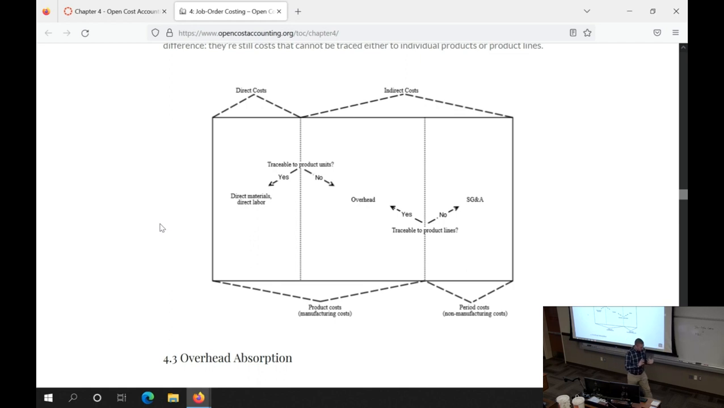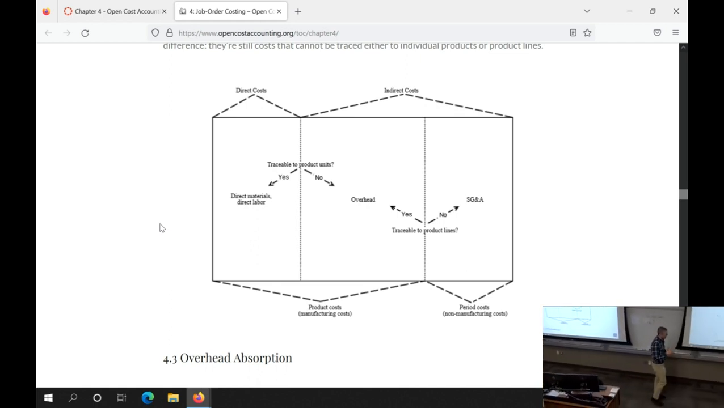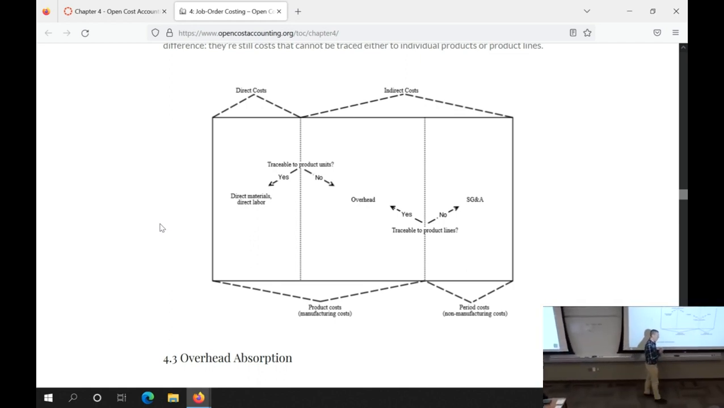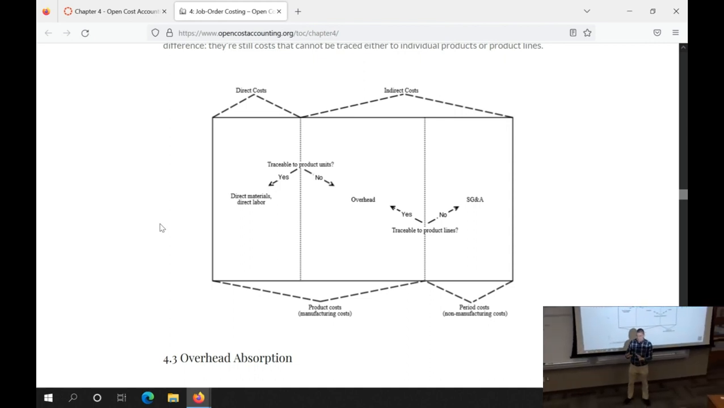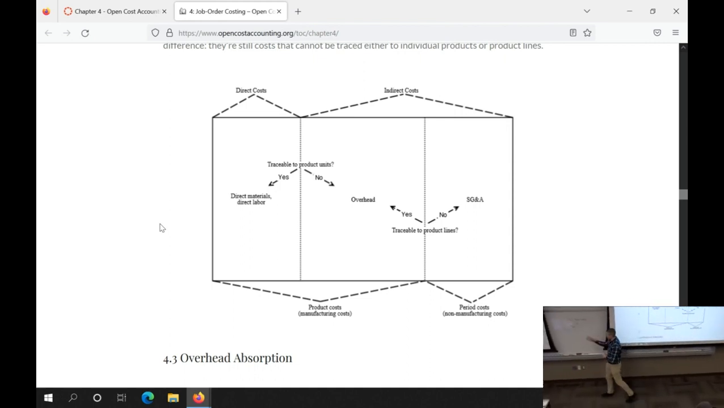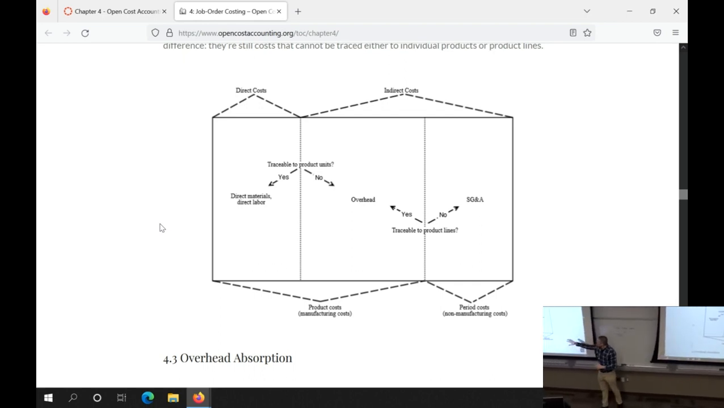So in job order costing, I hope a lot of this is nice solid review for you. You're like, yes, this is my jam. I got this. In that case, great. And if not, it's okay. That's why we're doing the review as well for you too.